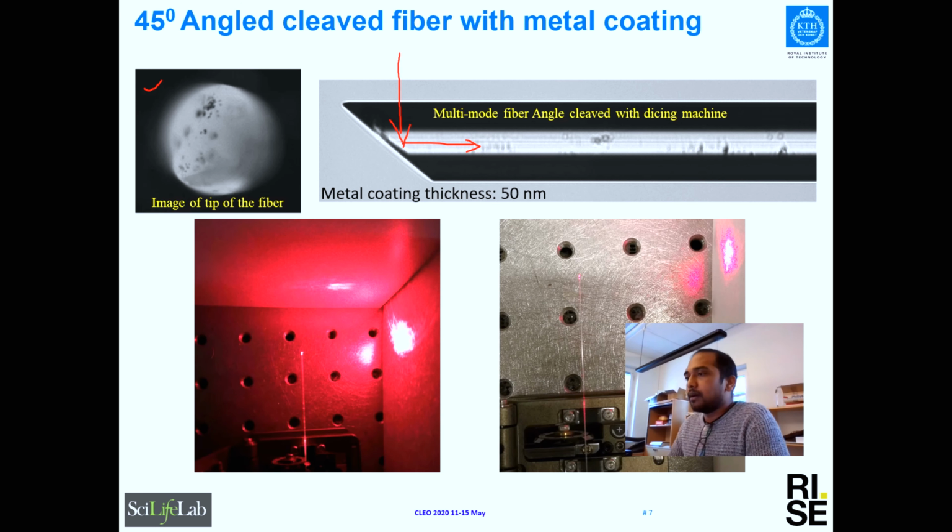Once we did this, we coupled red light into this multimode fiber, and in this picture we can see that the light which is coupled is coming out at 90 degrees to the fiber.